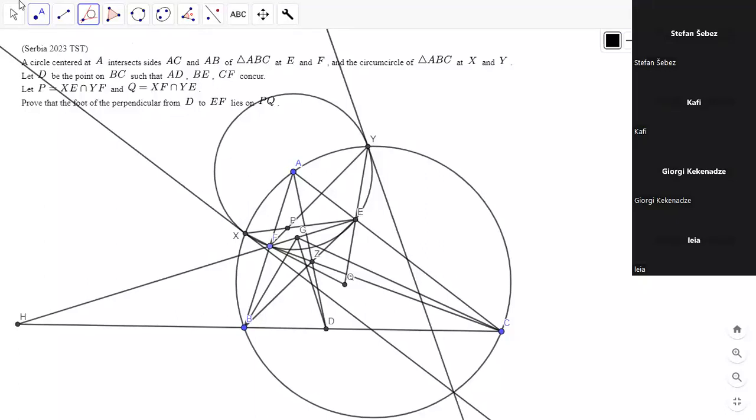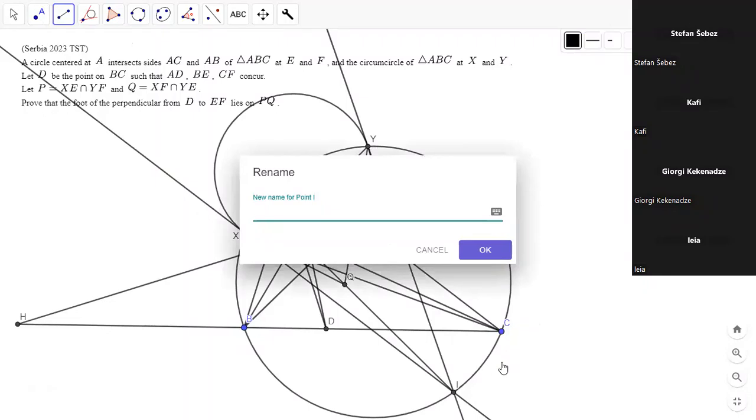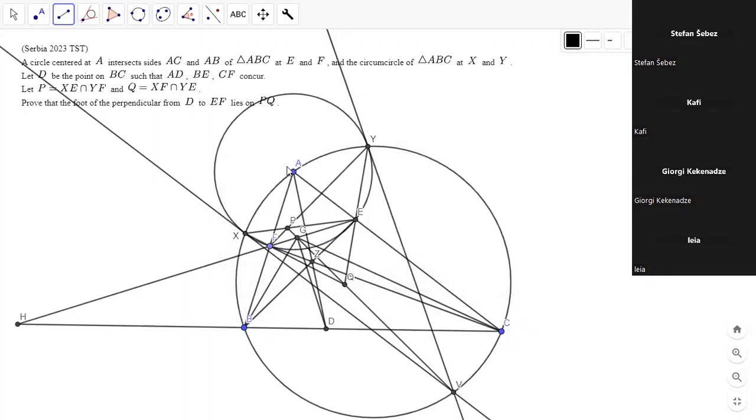Intersection of XY with EF. Okay, but it is also true. I think by Pascal's theorem, P, Q, and I would be collinear. I could call this something else instead of I. Let's call it V. If V is the antipode of A, so it's where the tangents meet, then P, Q, and V are collinear. So really we just have to show that.